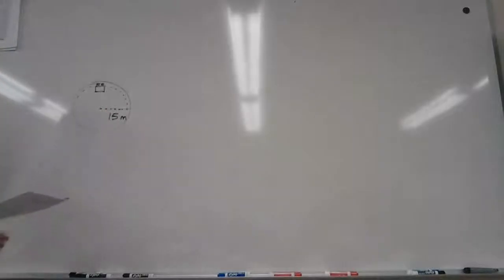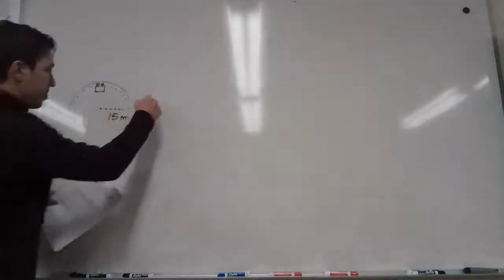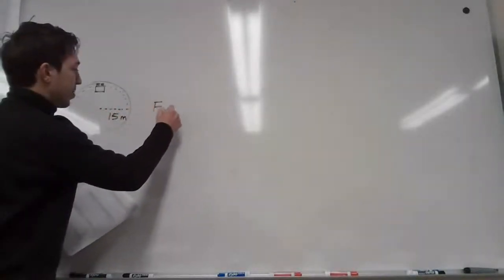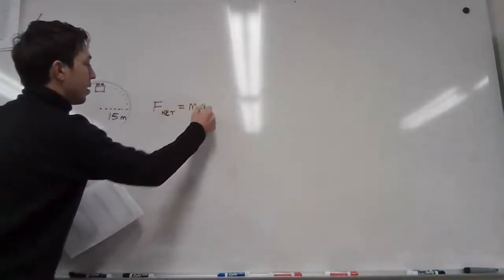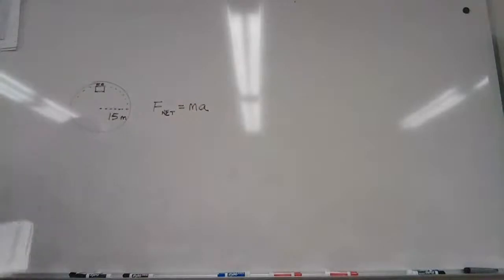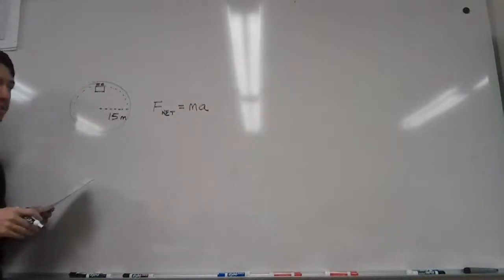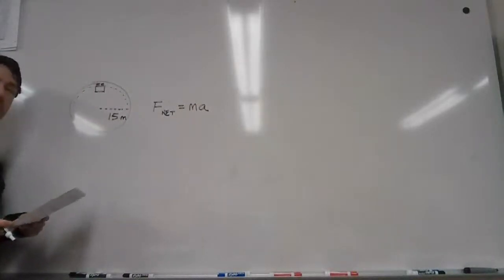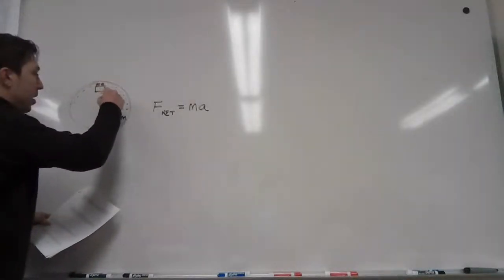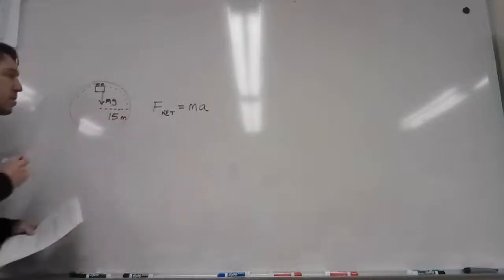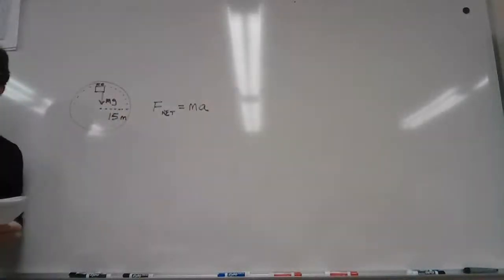So what do we do? Well, we go F net equals ma. And now we need to talk about the force diagram. So what are the 2 forces exerted on you at this moment? Gravity. We draw that. Mg, right? That's always there.